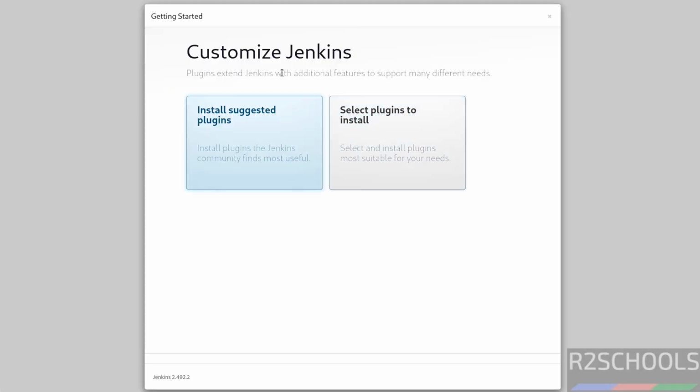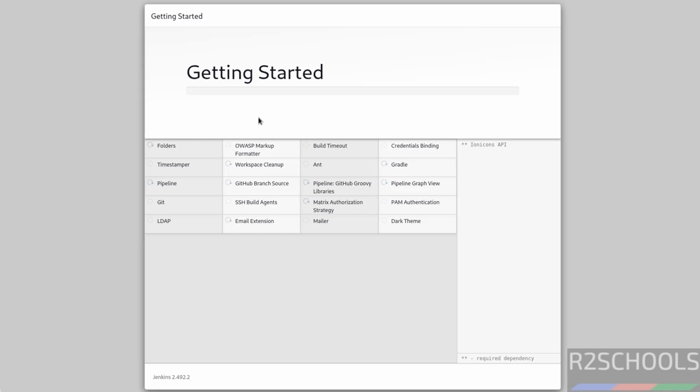Now we have to customize Jenkins. So install suggested plugins or select plugins to install. Either is fine. So I am going to install suggested plugins. So click on it. See, plugins installation has been started.